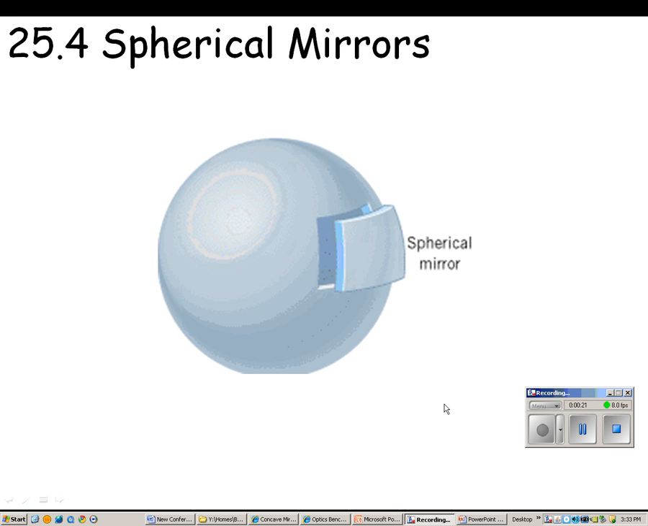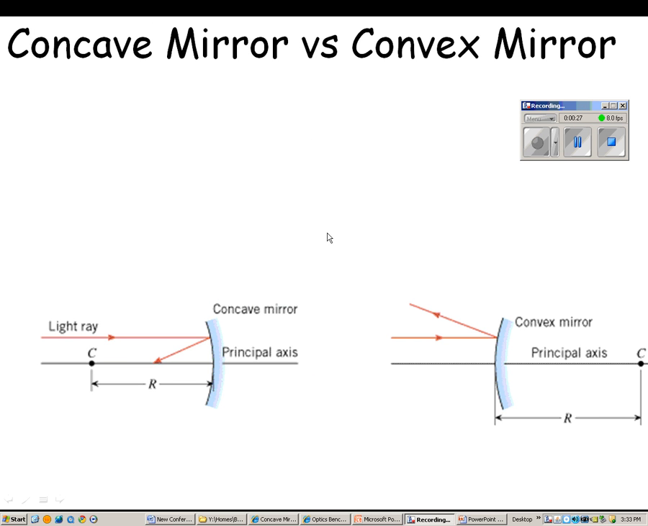If it's the inside of the sphere, it would be a concave mirror, and if it's the outside of the sphere that's mirrored, it's a convex mirror. Here's a look at the two types of mirrors. We have a concave mirror and a convex mirror here.